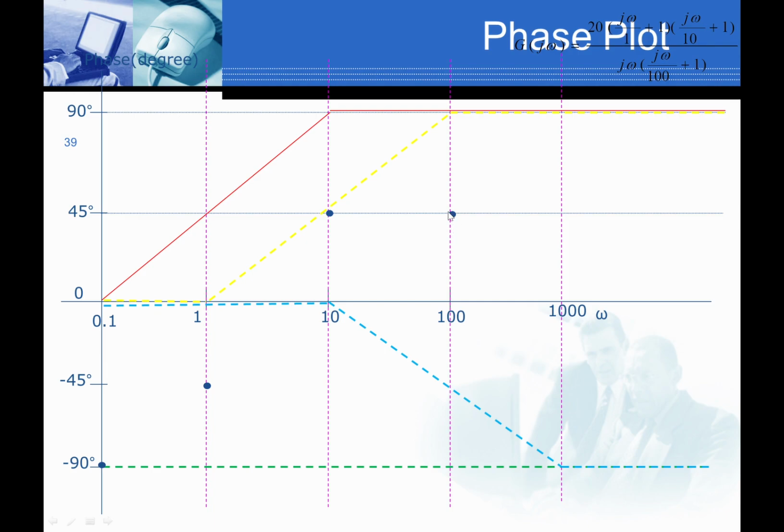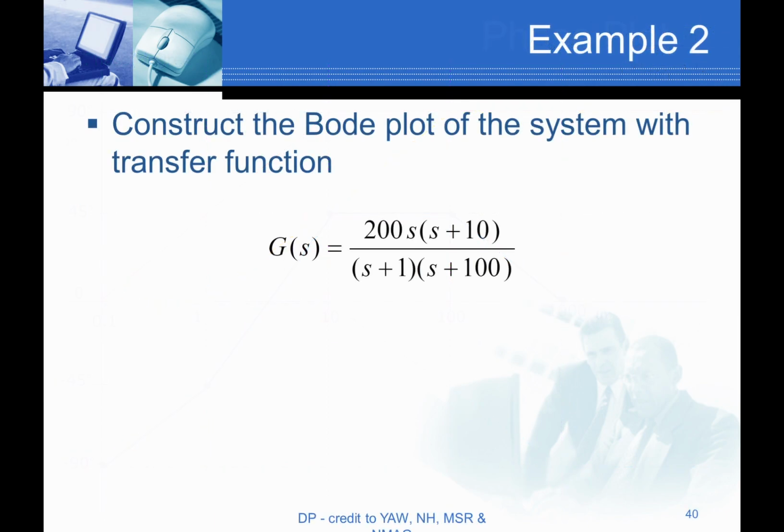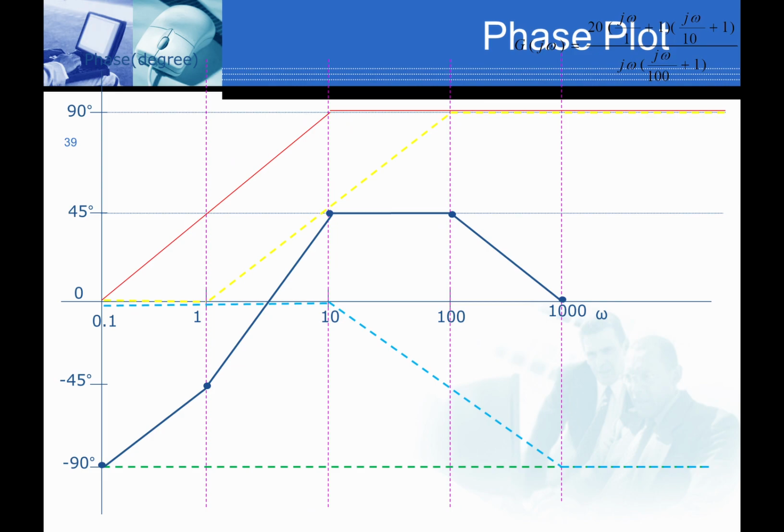So let's say this point is 45. One decade after, it should intersect with 0, so that it will have a slope of negative 45 degrees per decade. After that it's a straight line, so just make it a straight line here. Connect the dots, and you will get something like this, the final phase plot for this transfer function.